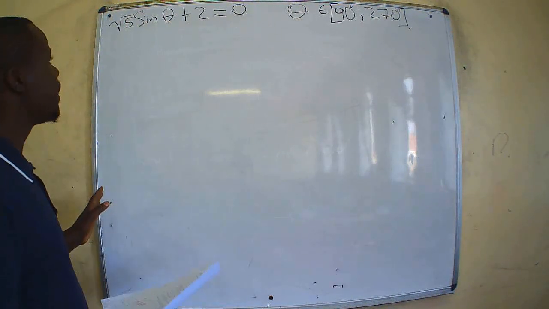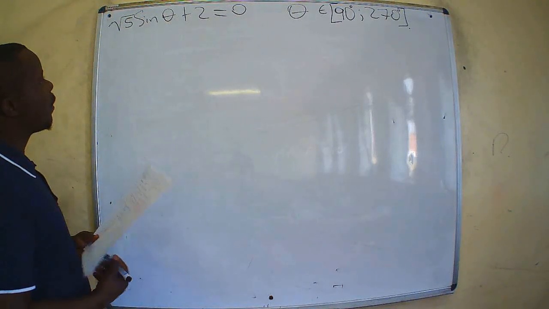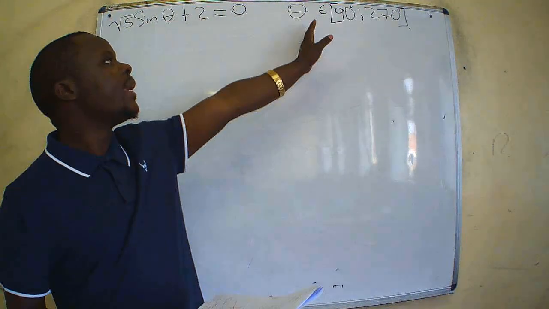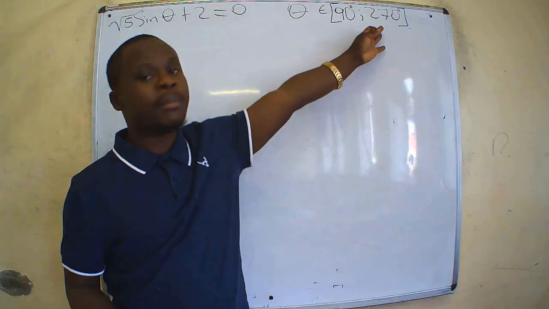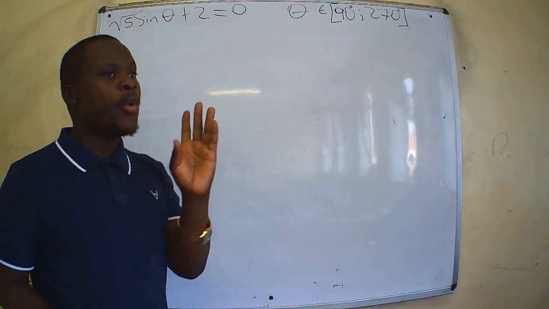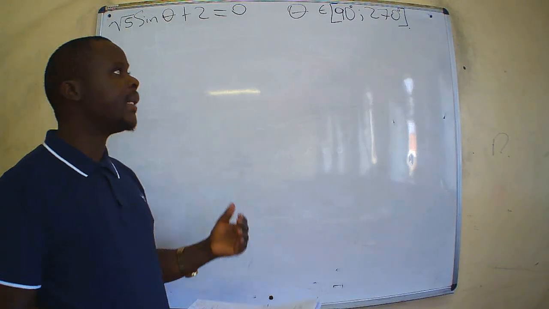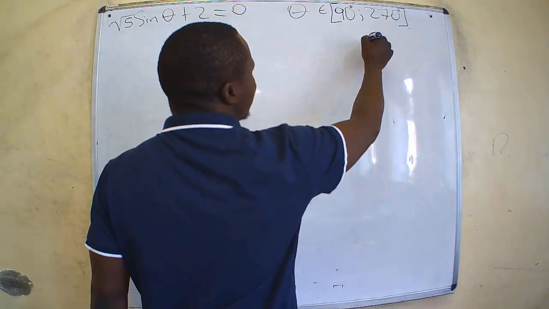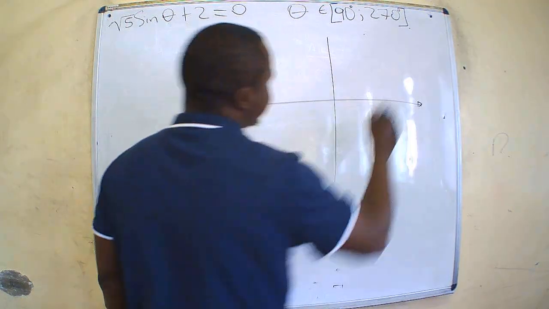So I want you to understand that we have a question on the board, our first question, which is question 6.1. We are just given root 5 sine theta plus 2 is equal to 0, but theta is an element of [90, 270], which means theta is found not in the first quadrant, but in the second or third quadrant. So we are going to have to draw our Cartesian plane. So this is our Cartesian plane.